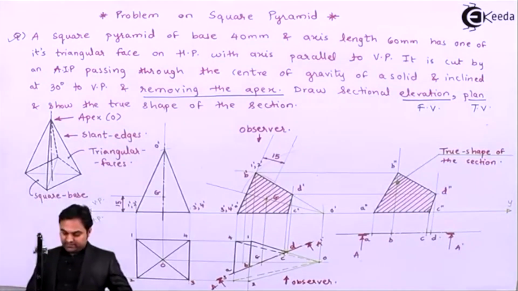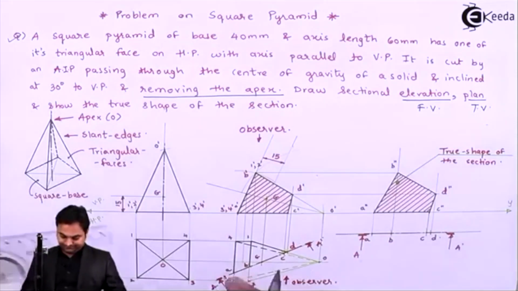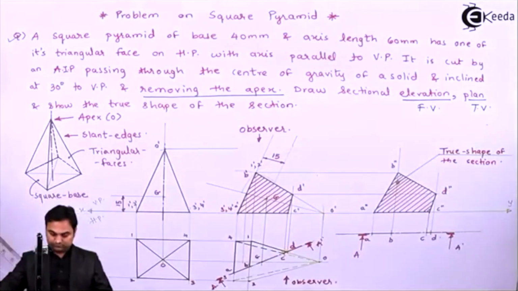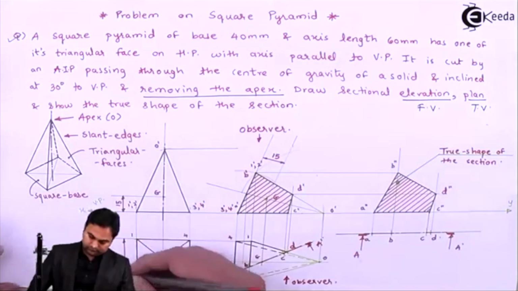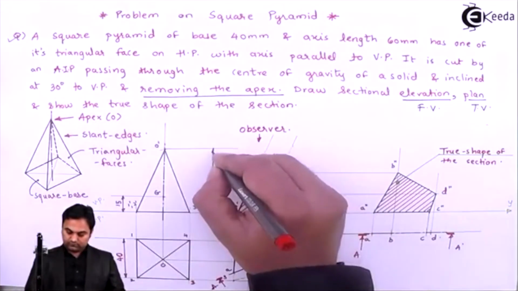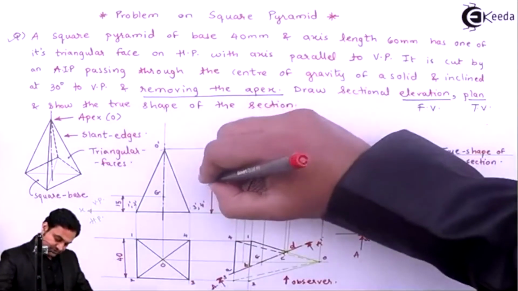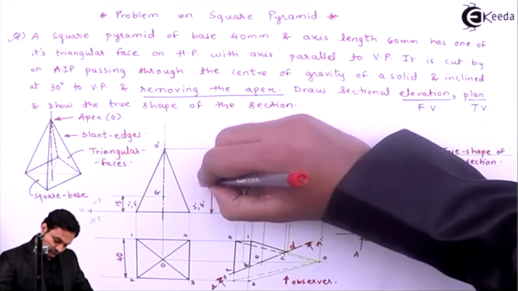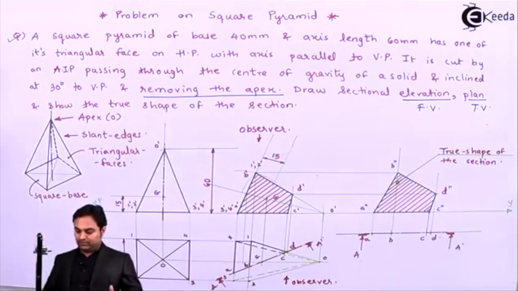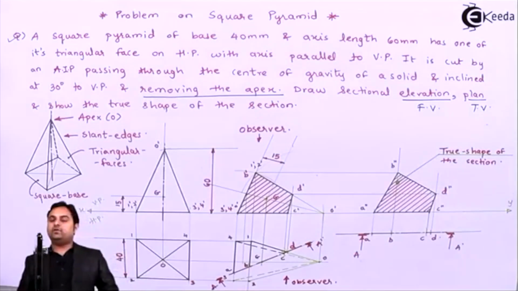Next, giving the dimensioning to it. Axis length is 60. And here we have shown all the conditions, and with this we complete the problem.